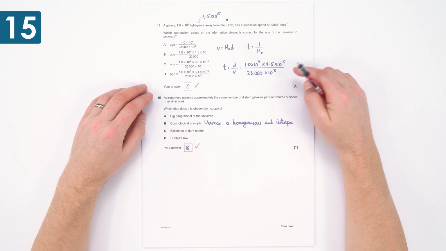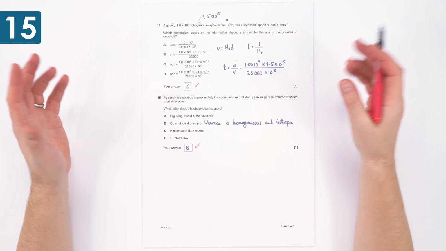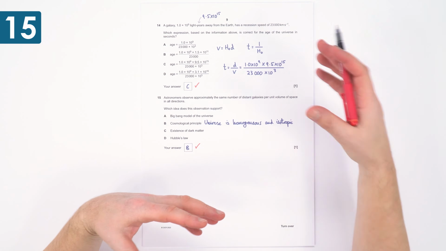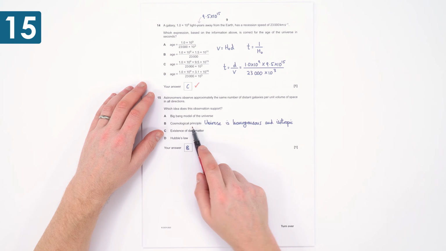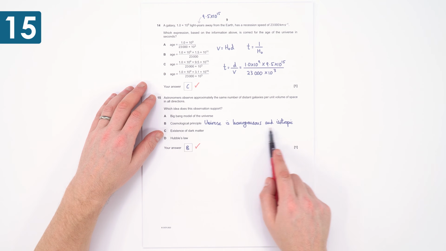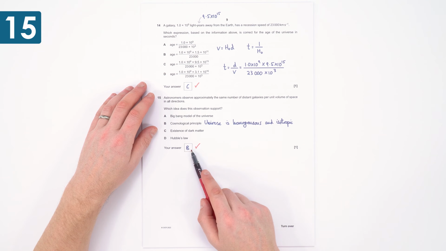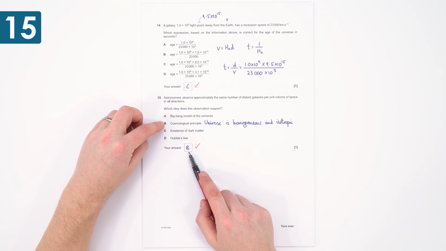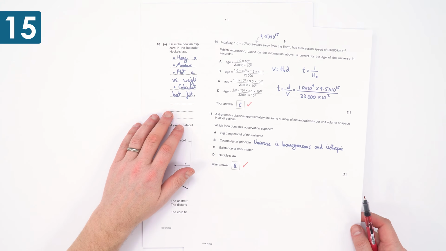And finally, the fact that I guess everywhere we look we seem to see galaxies approximately spread evenly throughout the whole universe in all directions is to do with the cosmological principle. The fact that the universe is homogeneous and isotropic. So that's what that observation supports. So the answer for that one is B. That was the end of the warm-up part of the paper, the multiple choice questions.